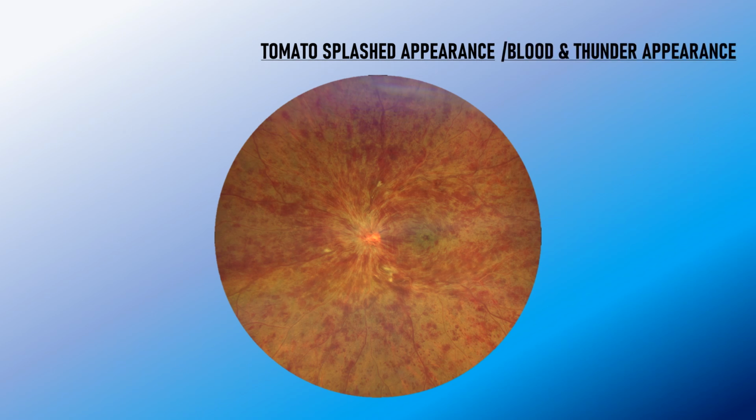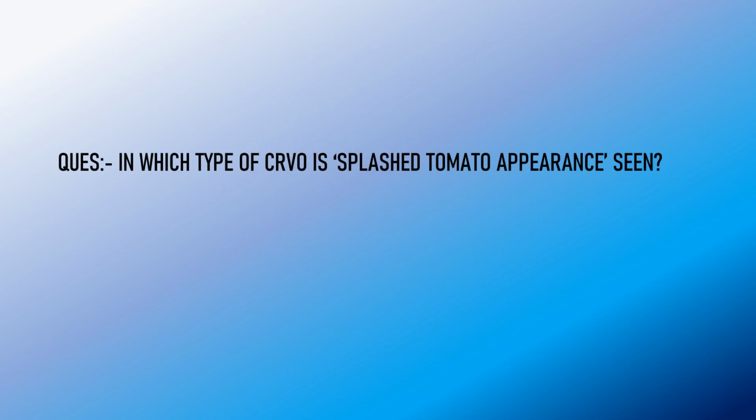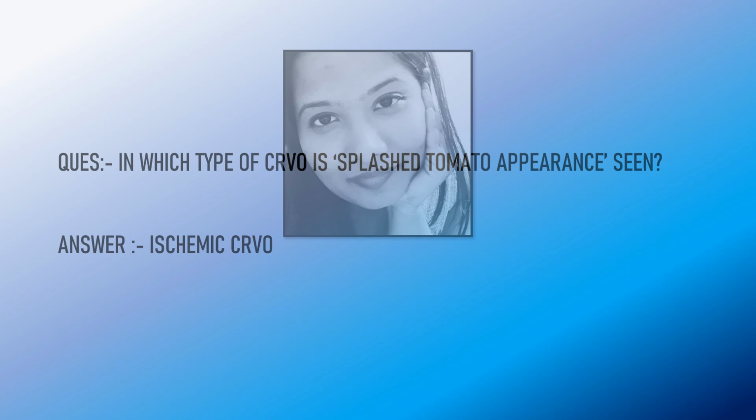A common question that can be asked is, in which type of CRVO is this splashed tomato appearance seen? The answer to that question would be ischemic CRVO, because that is the more severe type of CRVO. So that is all for this video.